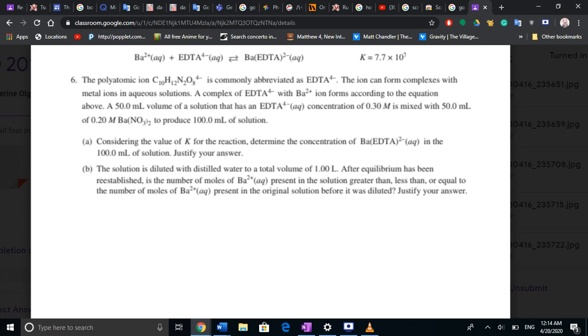So basically, is our amount of Ba2+ ions after the dilution has occurred going to be greater than the original, less than, or no change?